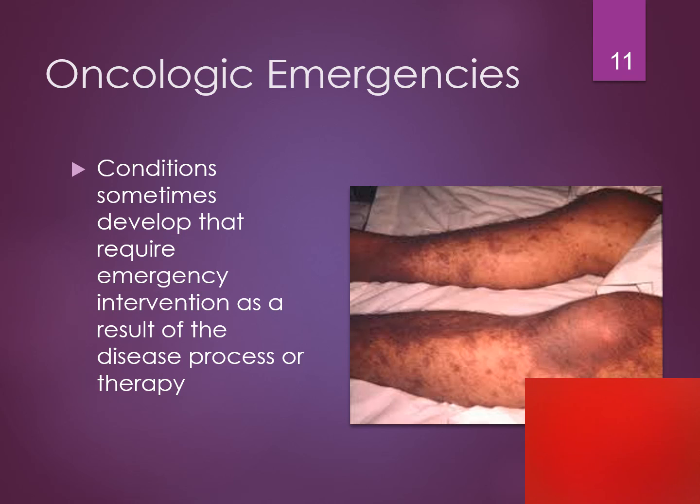Conditions sometimes develop that require emergency intervention, such as a result of the disease process or therapy. Examples would include hypercalcemia, syndrome of inappropriate antidiuretic hormone, disseminated intravascular coagulation or DIC, superior vena cava syndrome, and spinal cord compression.